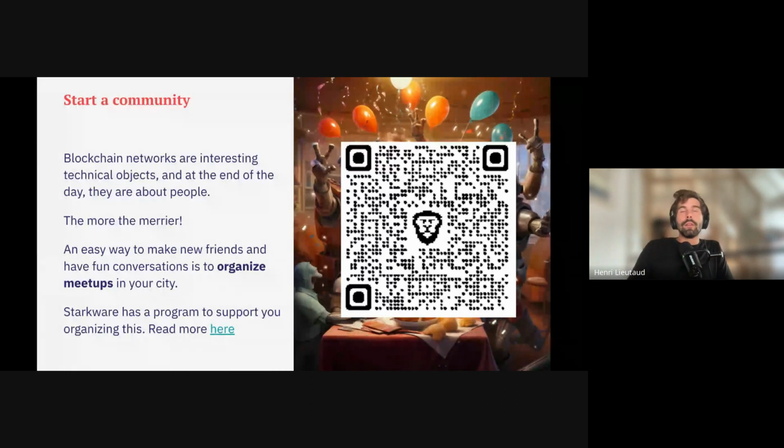So Starkware has a program to help people organize meetups close to where they live. All the details are in the document of which I shared the link here. Basically, we give you a grant of $1,000 to organize a meetup. If you want to organize one a month, you'll get $1,000 a month to organize those meetups. And we'll be happy to support you, grow the community around you. We'll help you find speakers. We'll help you find sponsors. We'll help you find ways to make this happen in the best way possible.